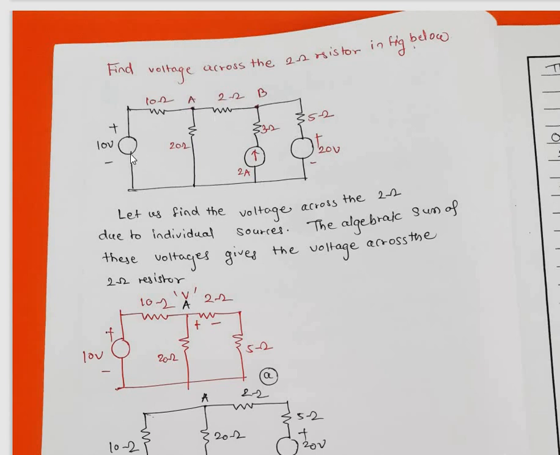Now first of all we will consider this 10 volt source. When we consider a voltage source, the remaining other sources, that is a current source if it is there, we have to open, and a voltage source if it is there, you have to short. So we are going to open this particular current source, therefore this 3 ohm will become non-operative, and this voltage source we have to short.